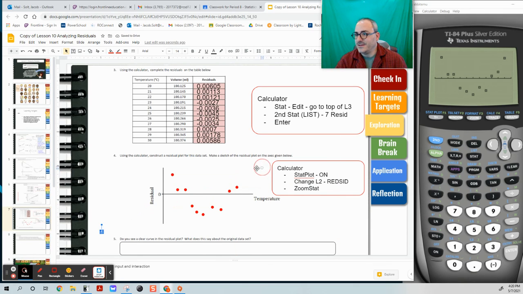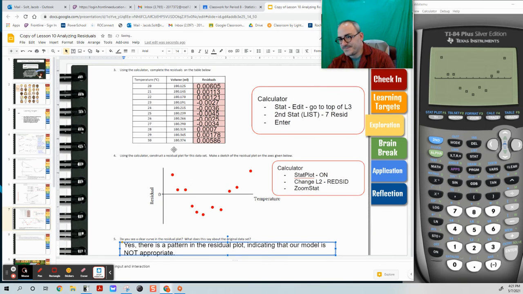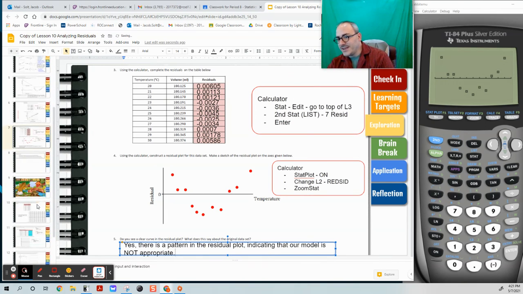And last one, somewhere there. So I'm just copying the residual plot I kind of see here. Do I see a clear curve in the residual plot? Yes. There is a pattern in the residual plot indicating that our model is not, in capital letters, appropriate. All right, that's what the residual plot tells us. That is how to get it done.